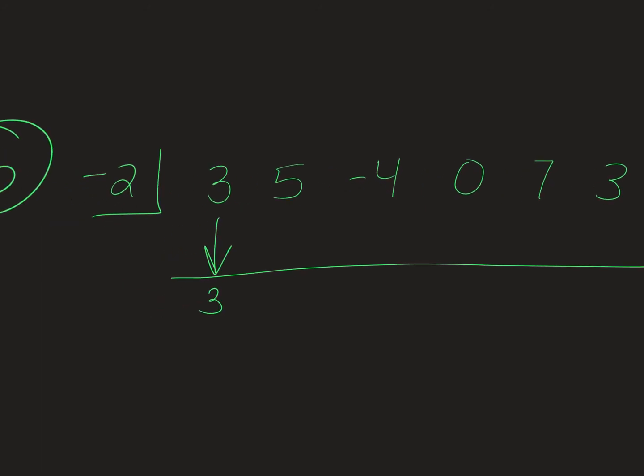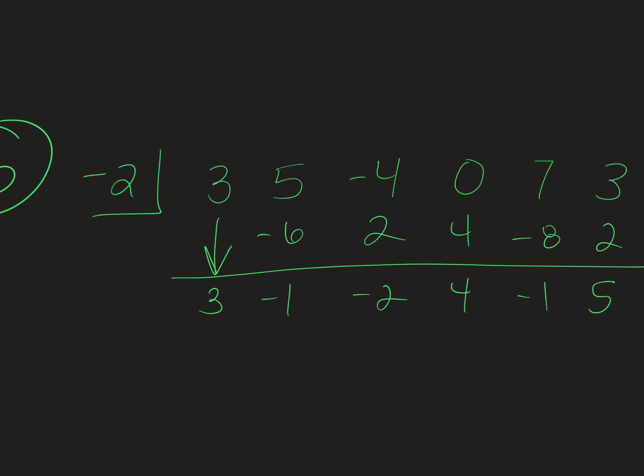To 3. Now multiply to the corner. What's 3 times negative 2? Negative 6, good. What's 5 plus negative 6? Negative 1, okay. Multiply to the corner. Negative 1 times negative 2? 2. Add down. What's negative 4 plus 2? Negative 2. What's negative 2 times negative 2? 4. What's 0 plus 4? What's 4 times negative 2? Negative 8. What's 7 plus negative 8? Negative 1. What's negative 1 times negative 2? And what's 3 plus 2? 5. Wasn't that a lot quicker?